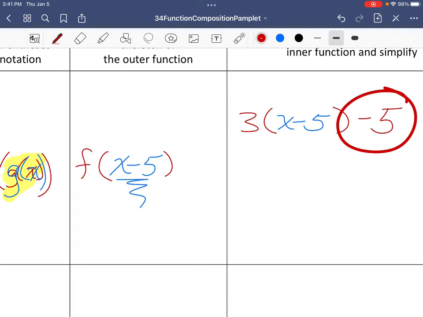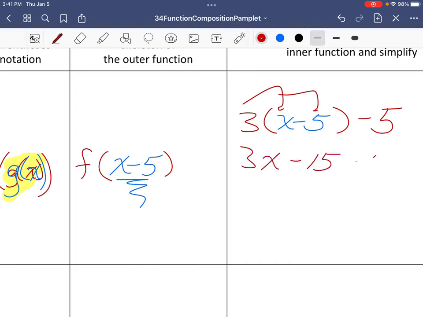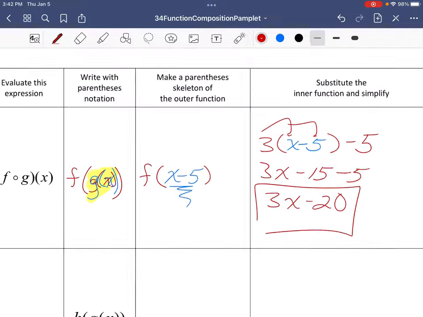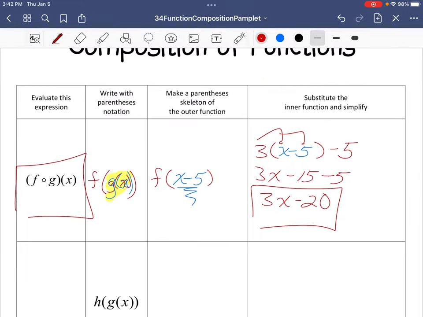Now, I'll tell you, this minus 5 at the end, that's what's often forgotten. People understand how to substitute. They substitute correctly x minus 5, but then somehow we leave out the rest of the equation. But if you substitute it correctly, you end up with a little distributive property. You end up with some simplifying, and that ultimately gives us 3x minus 20, which I want you to understand is really the final answer back from the beginning of this f of g of x.